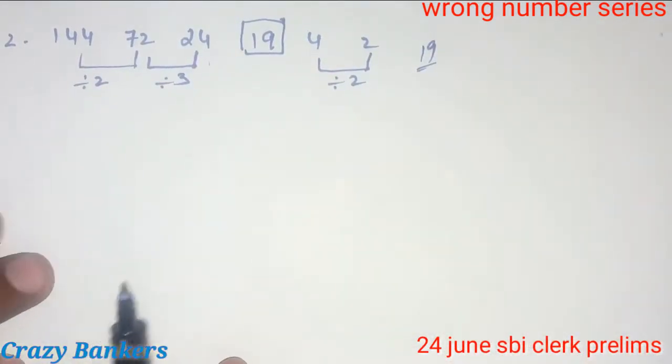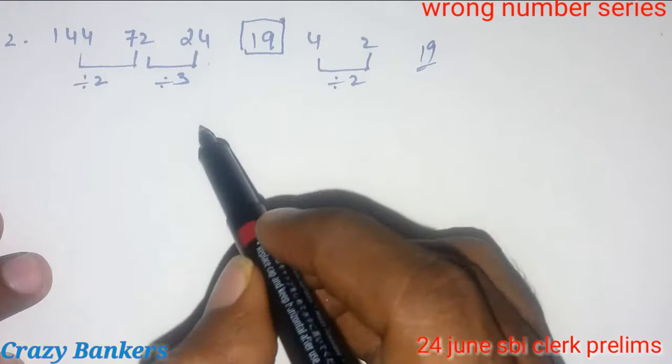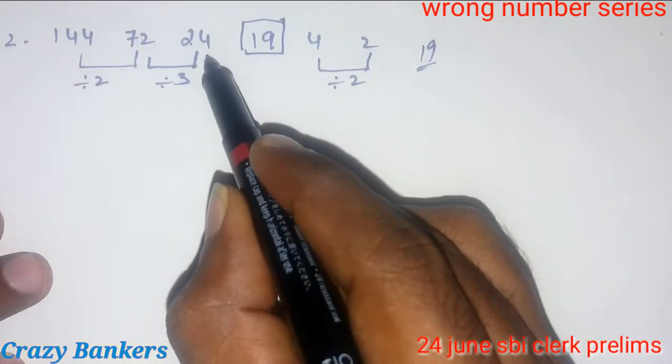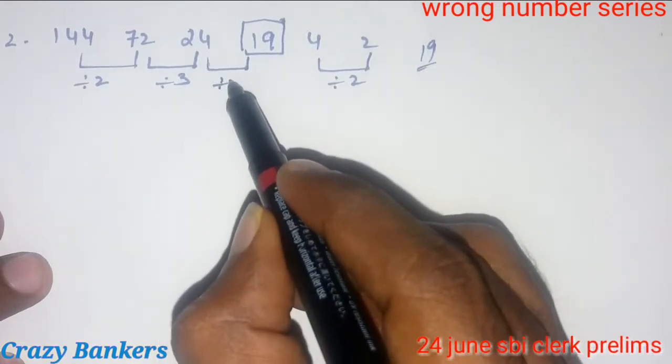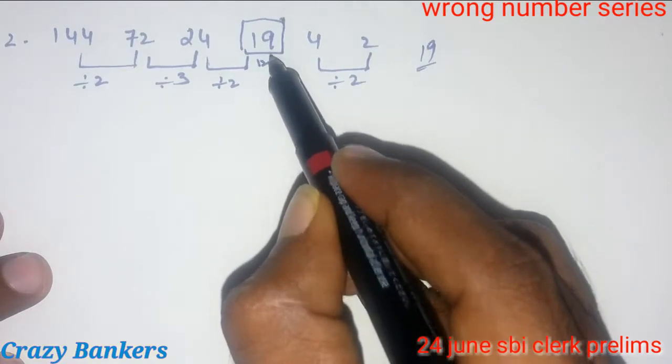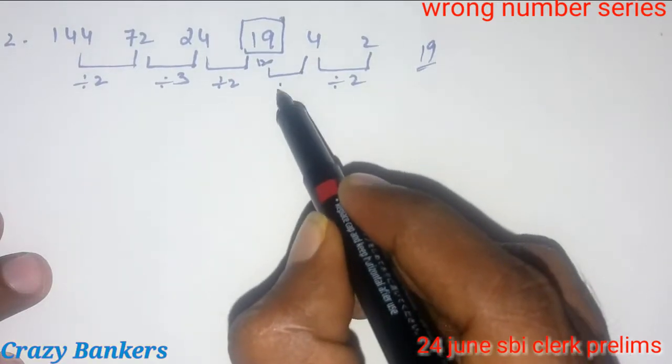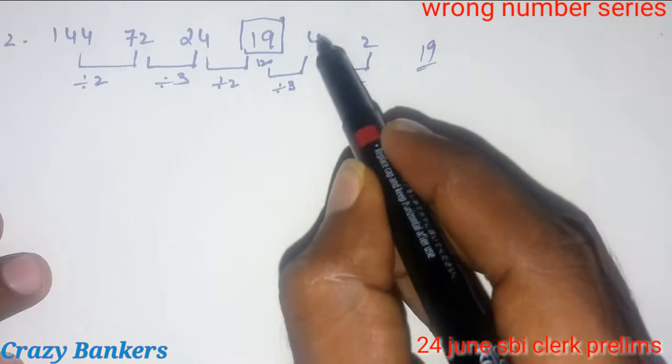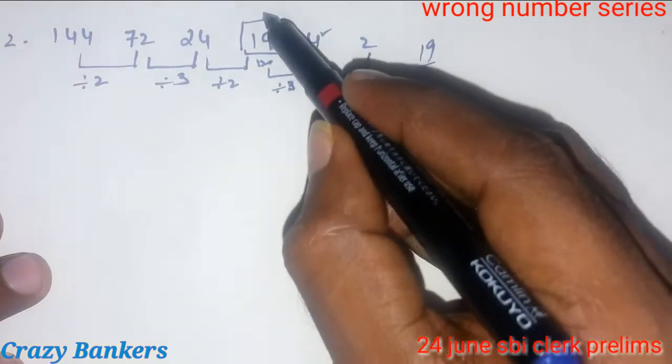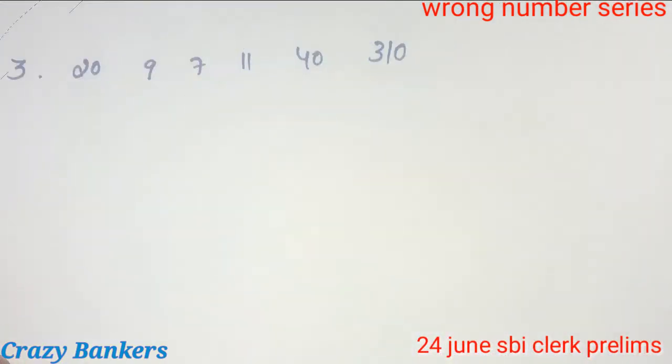Let's check. Let's apply 2, 3 as a series. If divisible by 2 here, it becomes 12, and again it is divisible by 3, it becomes 4. So the wrong number is 19.